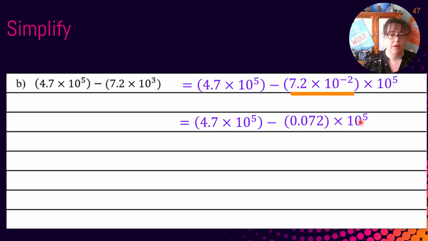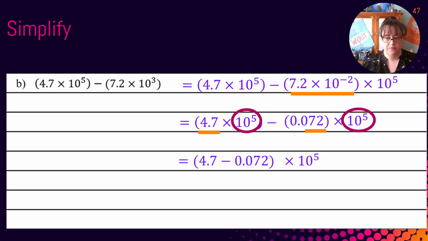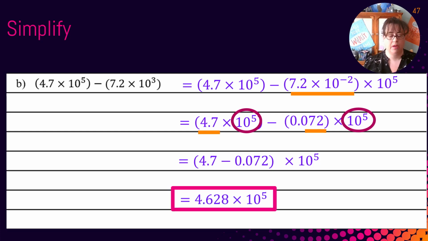This didn't change. But what I have now is powers that are the same. So this is my new number. It's still the same value as this, it just looks very different. It has the same 10 to the 5th. Now I can take my 4.7 and my 0.072 and subtract those. I have a 10 to the 5th and a 10 to the 5th, so I can have my 10 to the 5th on the outside. So now 4.7 minus 0.072 is 4.628 times 10 to the 5th.